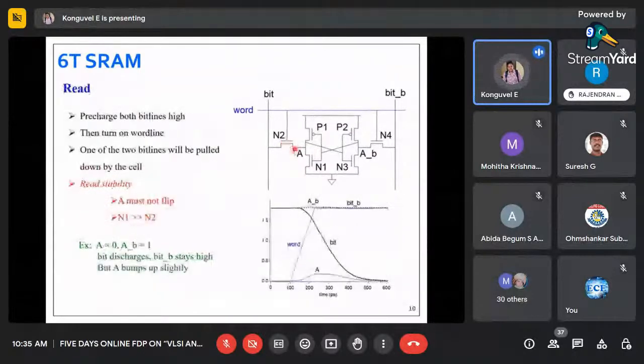Now coming to the read operation, we are reading whatever is stored in the cell. So what will N1 and N3 be? N1 and N3 should be stronger than N2 and N4.